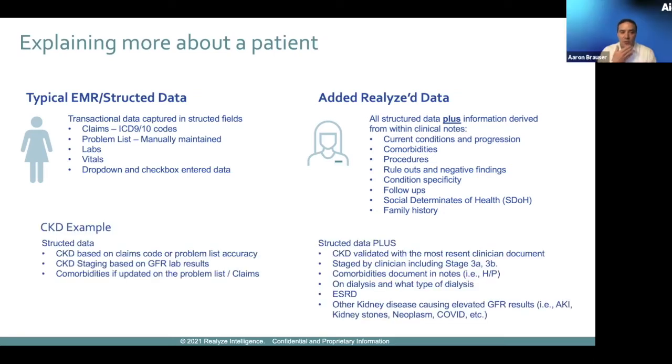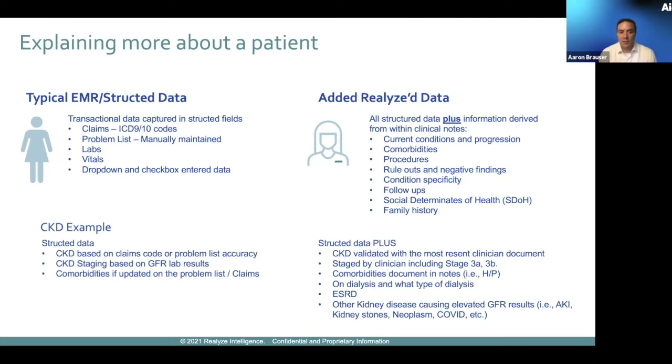And again, going back to our CKD example, when we look at the structured data, we can do a pretty good job of finding our broad population by looking at which ones have claims for chronic kidney disease or have problem lists that are there. But staging becomes a challenge. We might use the GFR lab result, but that might be caused by some other condition, or it might be a case where they have acute kidney injury that gave it a spike and then it's not chronic at that point. So there's a lot of false positives.